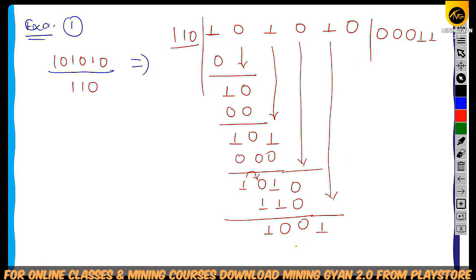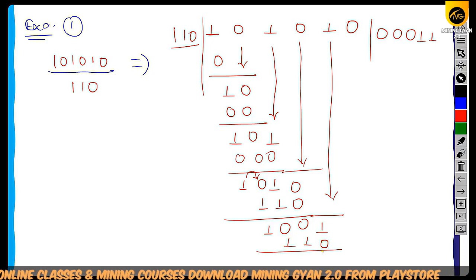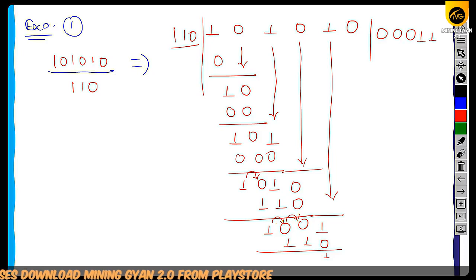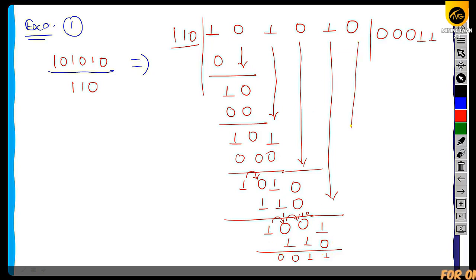So it's again 1, 1 and 0. So 1 minus 0 will become 1. Borrowing from the previous column, it will become 10. So 10 minus 1 will become 1, and 1 minus 1 is 0, so it's again 0. Okay, the last digit is 0, so the dividend will be 00110.